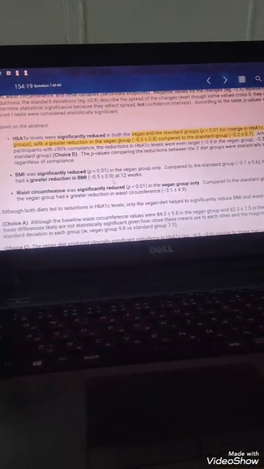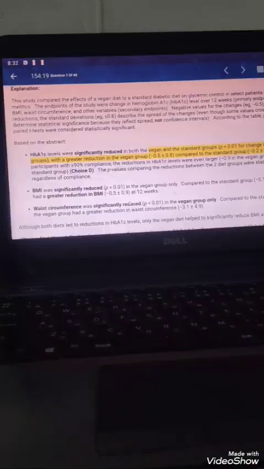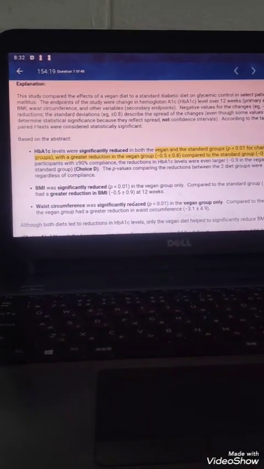So now you have to read one line and then read the table. Then, once you reach the conclusion, you have to read the table once, and then you can answer the question very precisely. That's all. Thank you.